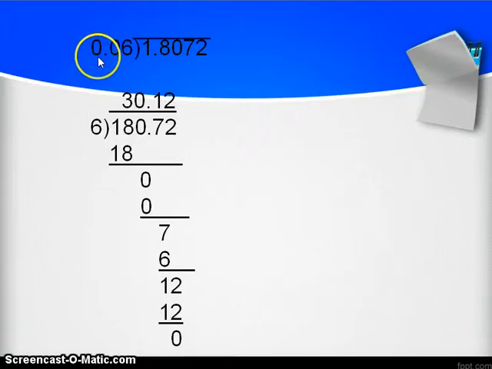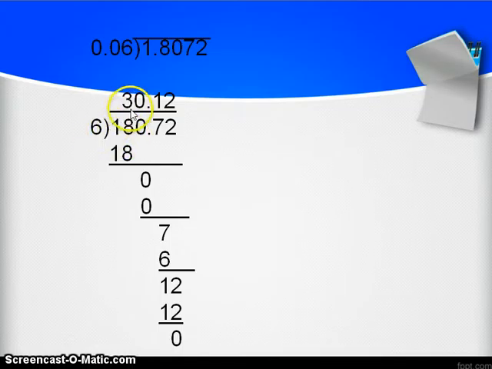I have a given here 1.8072 divided by 0.06. So I have to make this a whole number, so I have to move 2 places to the right, and I will have to do that also with the dividend. I will also move the decimal point 2 places to the right. So 180.72 and 6. Then I will proceed with normal division. Then I will divide.